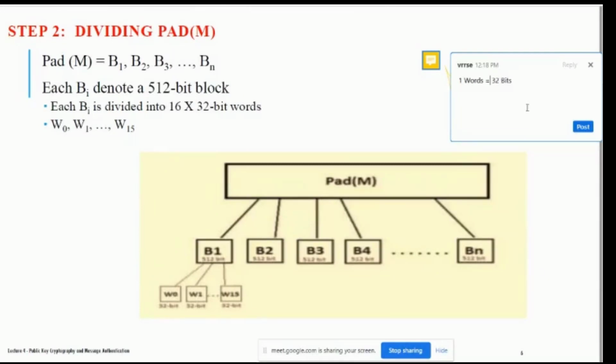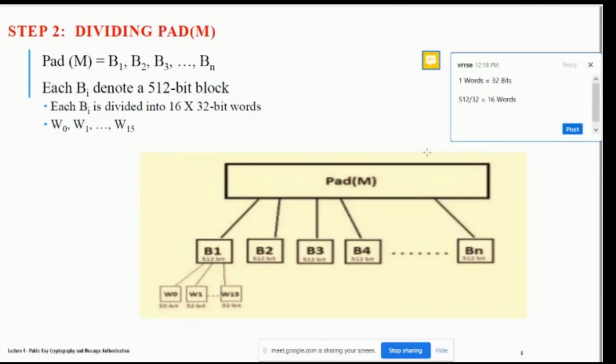Now, how many words will you create? We have 512 bits of data in total, so I'm going to divide this 512 by 32, since this is one word. 512 divided by 32 is equal to 16. So you are going to get 16 words.